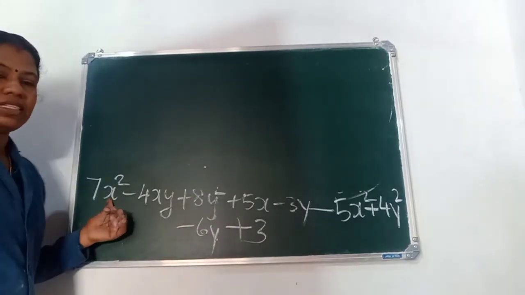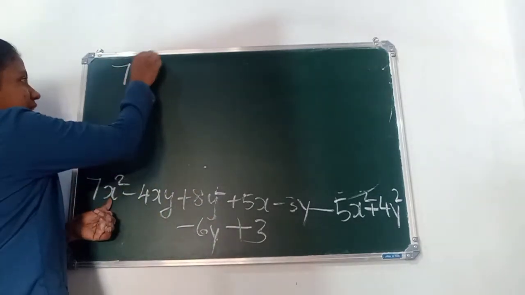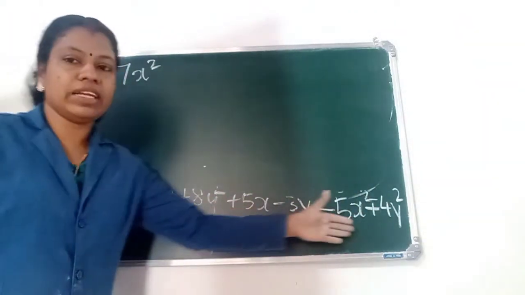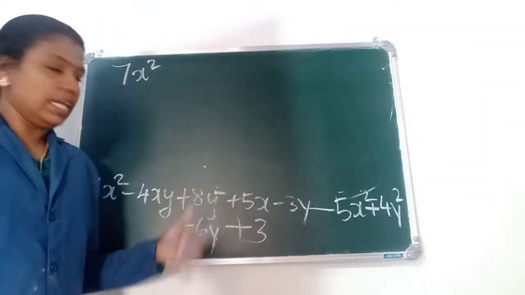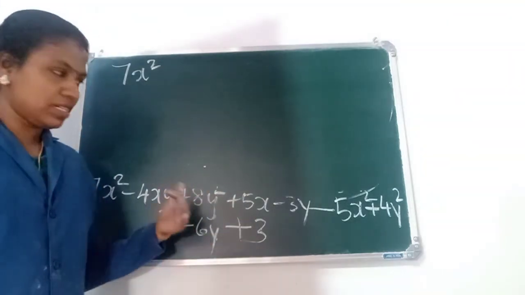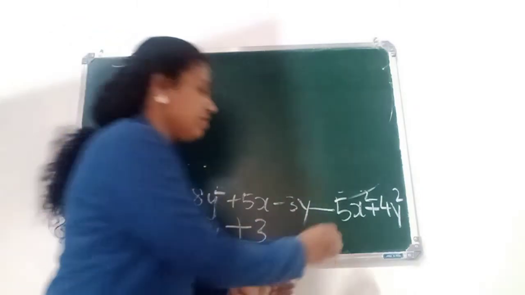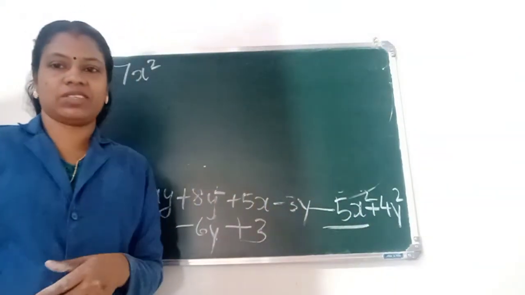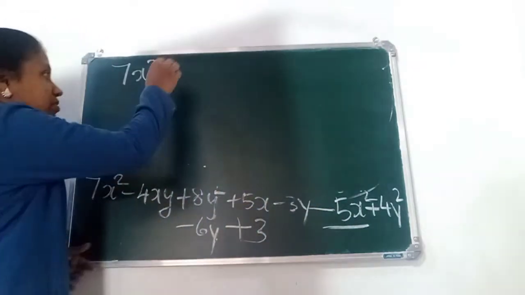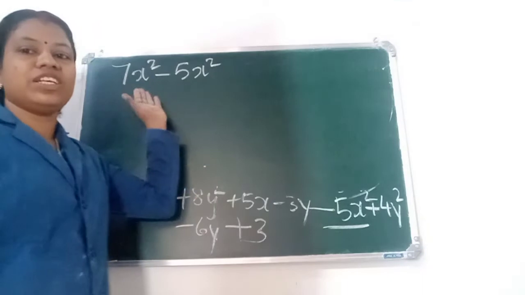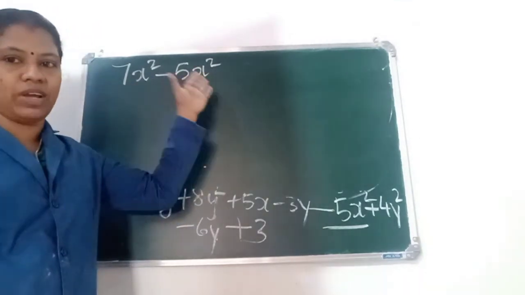Look at the first term, 7x square. It has the variable x square, so find the other x square terms. Is there any other x square term? Yes, look at the expression. Here we have one more x square term, that is minus 5x square. So take that minus 5x square and write it here. These two are like terms, x square terms.